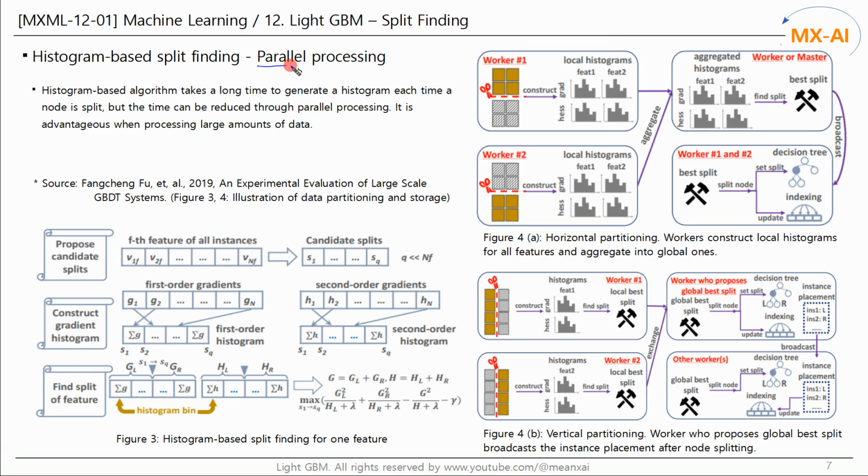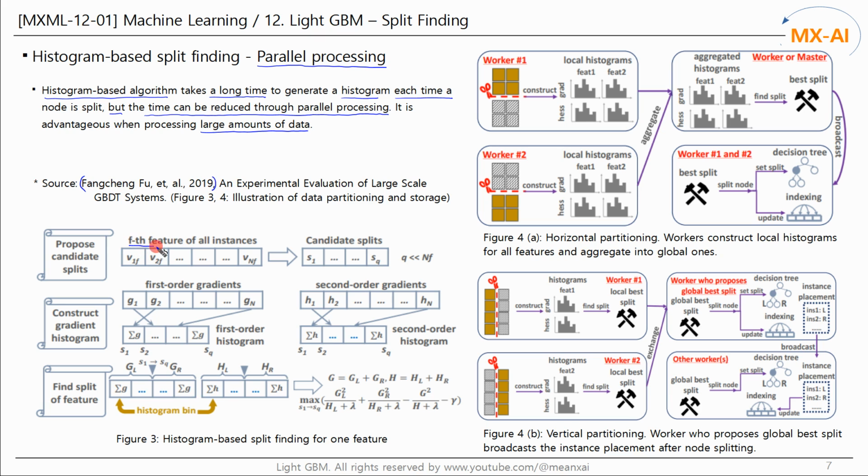Now let's look at the parallel processing. Histogram-based algorithm takes a long time to generate a histogram each time a node is split. But the time can be reduced through the parallel processing. It is advantageous when processing the large amounts of data. Let's take a look at the contents of Fang Chengfu's 2019 paper.